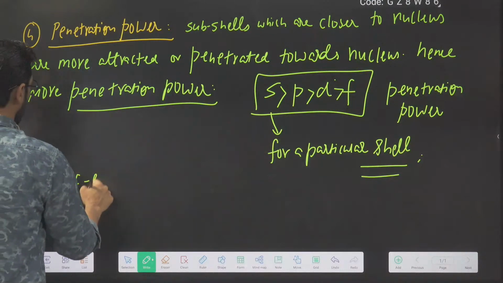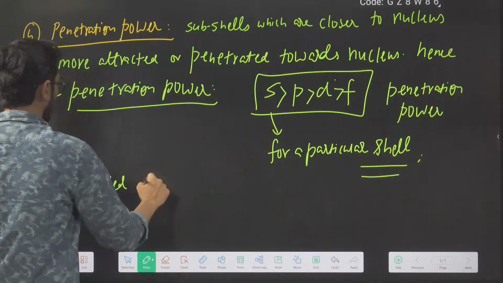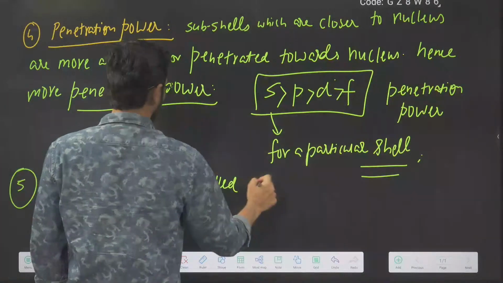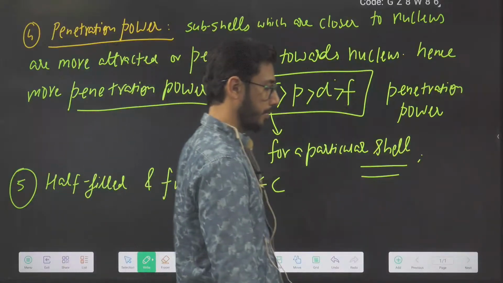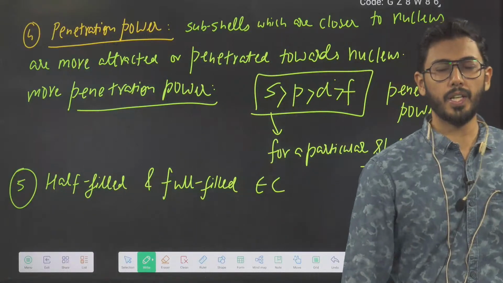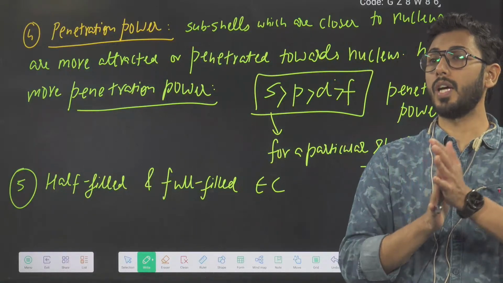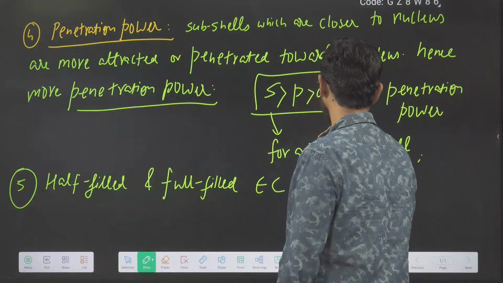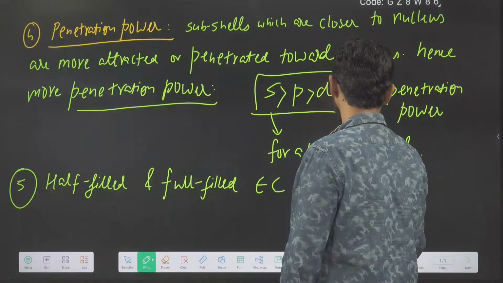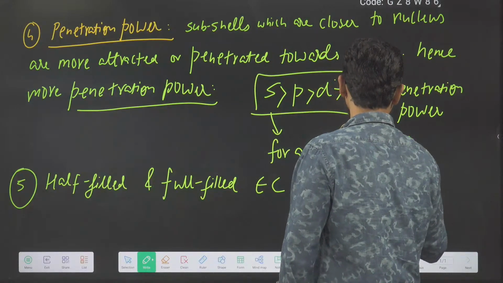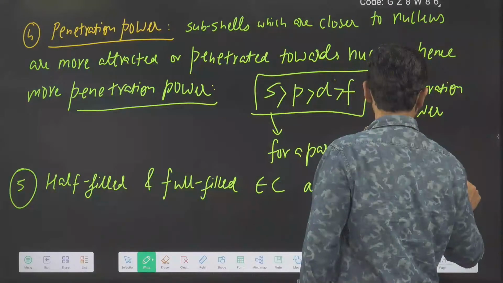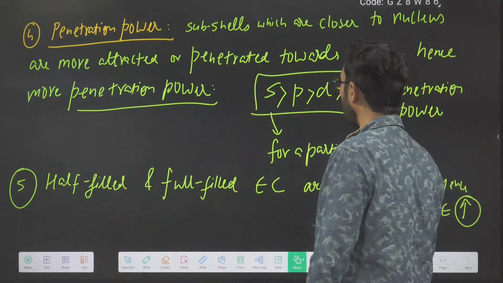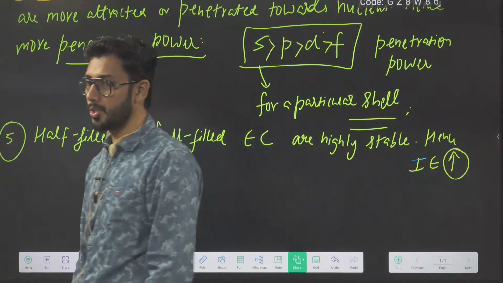Next point you can mention: half filled and fully filled electronic configurations are highly stable. Hence IE will increase. Hence ionization energy increases.